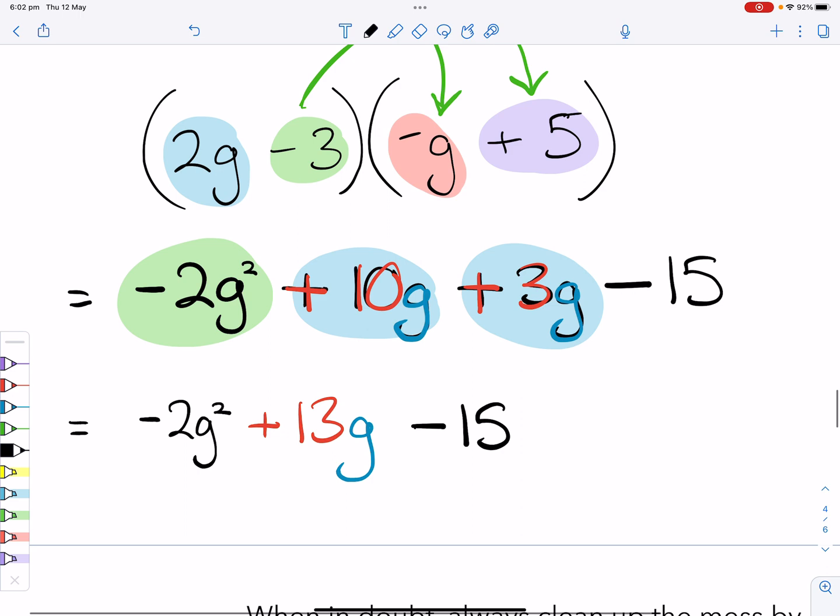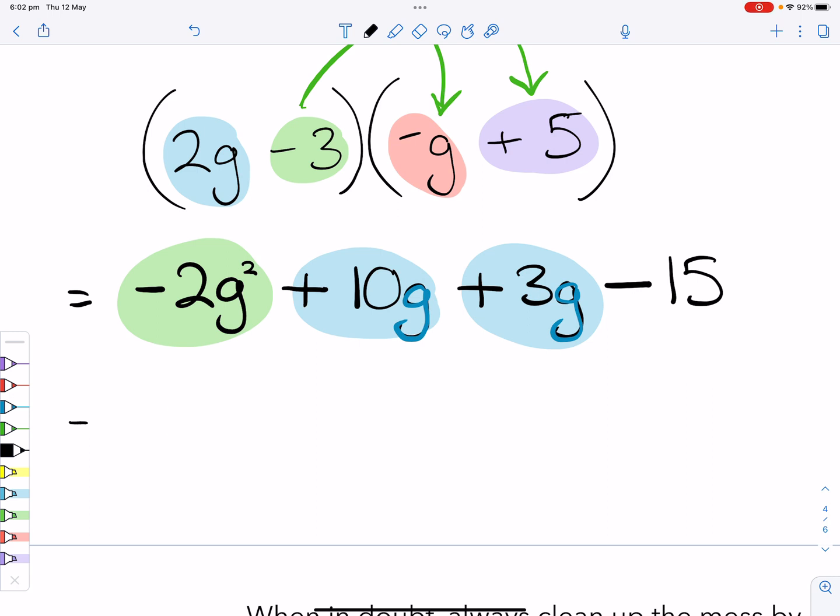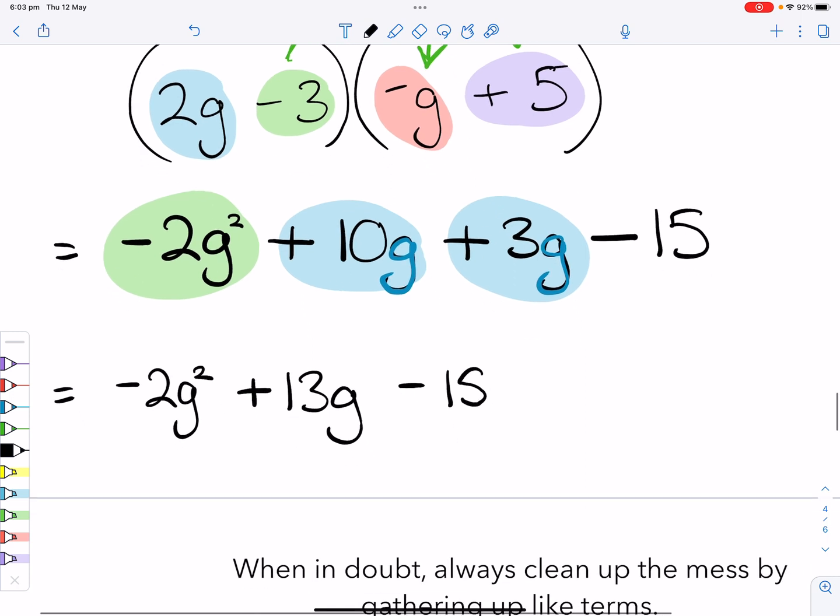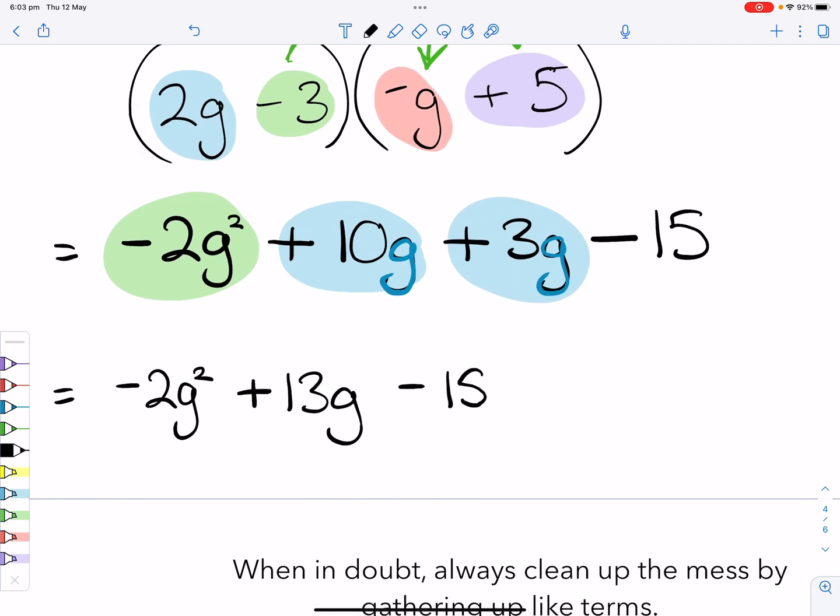That does look a bit ugly. Let me just rewrite all that, but a bit neater. Just undo all that color. So the first term has no friends, so it doesn't get gathered with anyone. The two blue terms, I add the coefficients, which is the 10 and the 3. And they're both positive, so that makes positive 13G. And I take away the 15, because this one's being left alone.